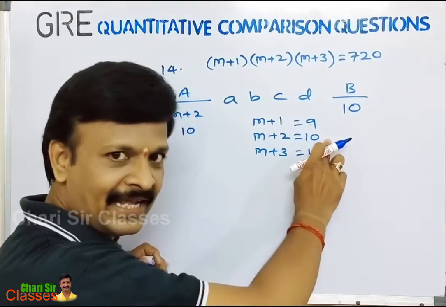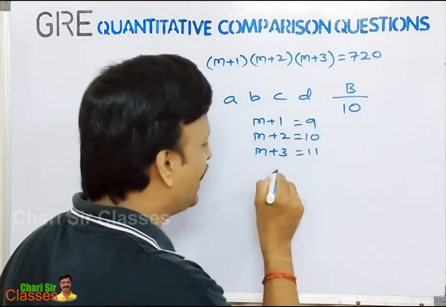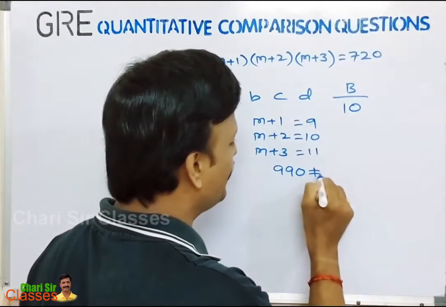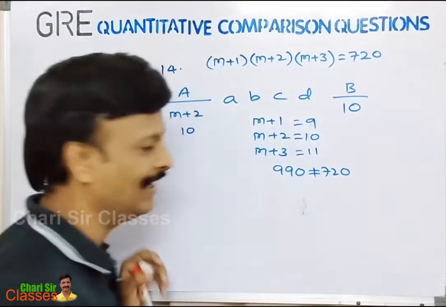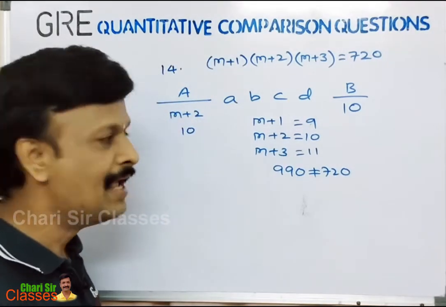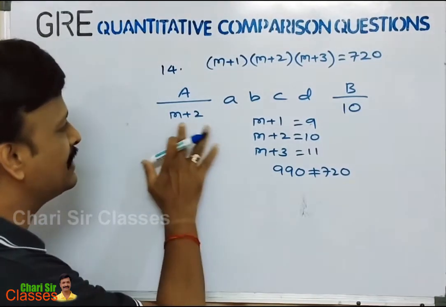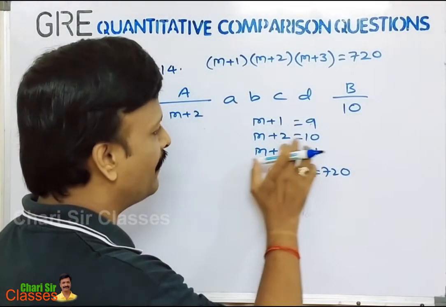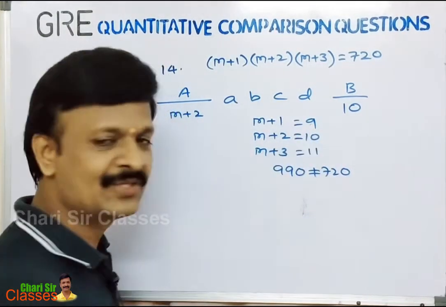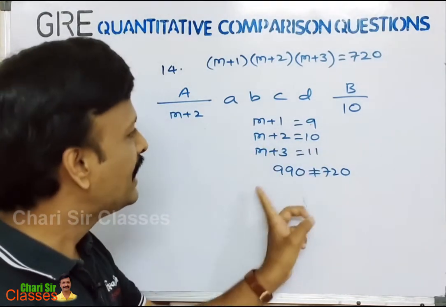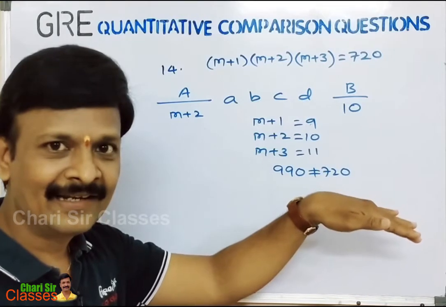11 tens are 110, 110 into 9, 990. But here the product is 720, which is not equal. Means m plus 2 value is definitely not equal to 10. So what will be the value of m plus 2? Can it be more than 10?